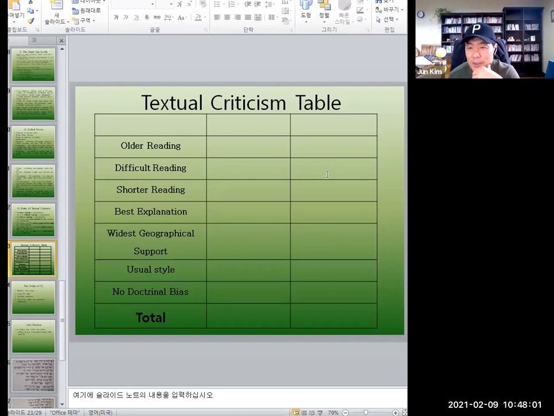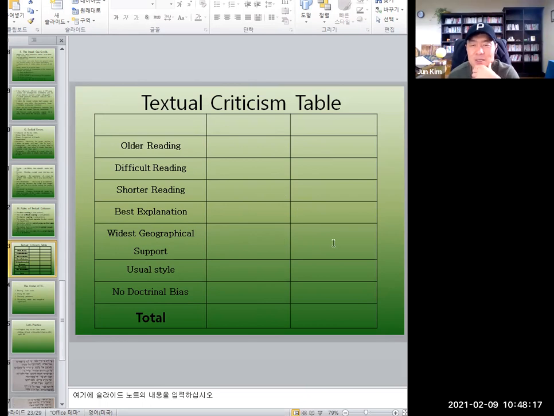BHS or variant? BHS, it doesn't make sense. So you can tick on it. What about shorter reading? There is no difference. Best explanation, leave it. Why this geography support?